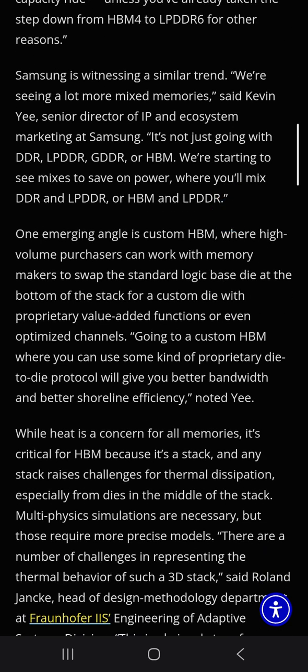One emerging angle is custom HBM, where high-volume purchasers can work with memory makers to swap the standard logic-based die at the bottom of the stack for a custom die with proprietary value-added functions or even optimized channels. Going to a custom HBM, where you can use some kind of proprietary die-to-die protocol, will give you better bandwidth and better shoreline efficiency, noted E.